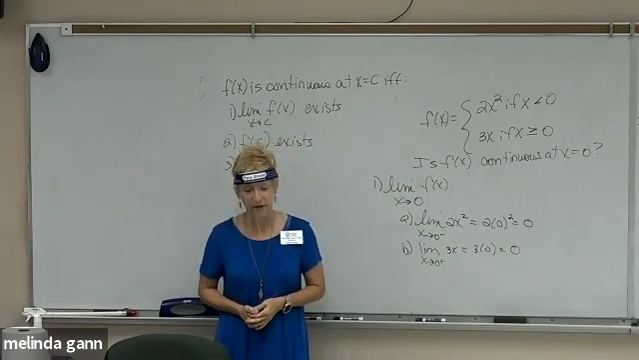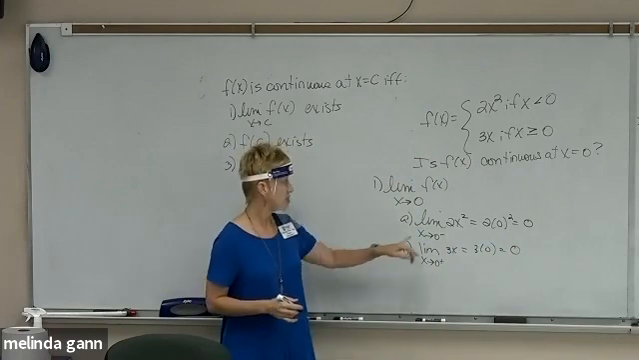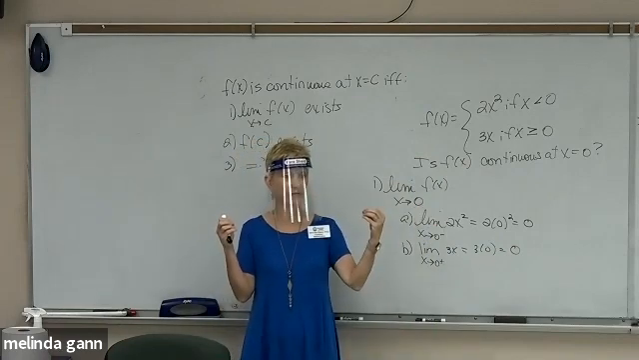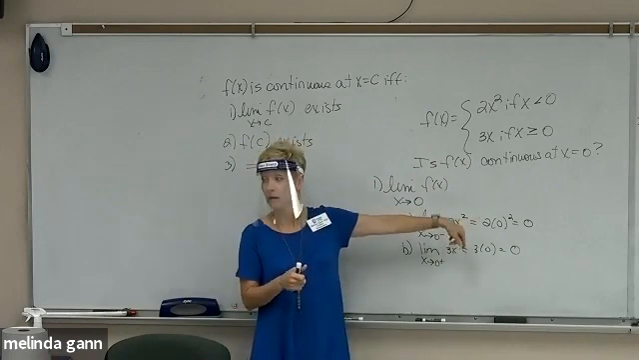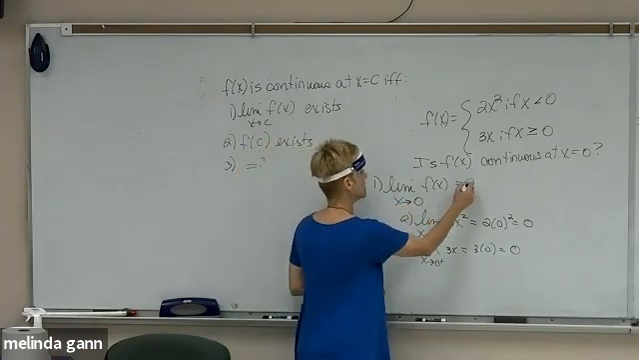Now we talked about this the very first time we ever started limits. When there's no superscript, I've got to come from the left side and from the right side, and I've got to get the same value. Did I do that? So what's the answer to this? The answer to this is what? 0.